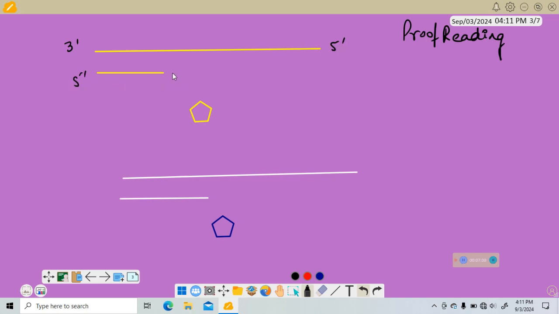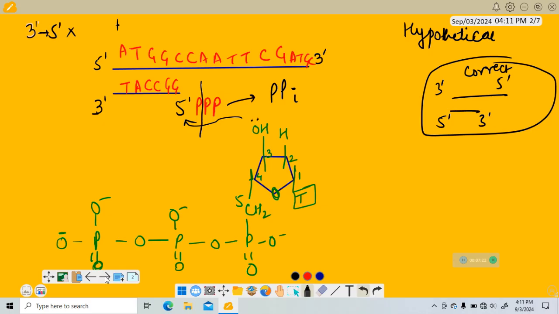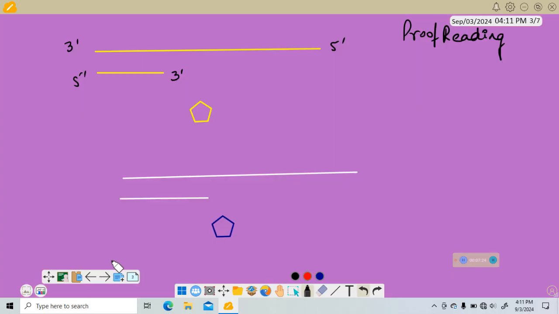3 dash, 5 dash, 3 dash. Okay, let's say if I see the earlier one, here we have taken 3 dash to 5 dash. This is the hypothetical, meaning incorrect ones, like we are assuming that thing.